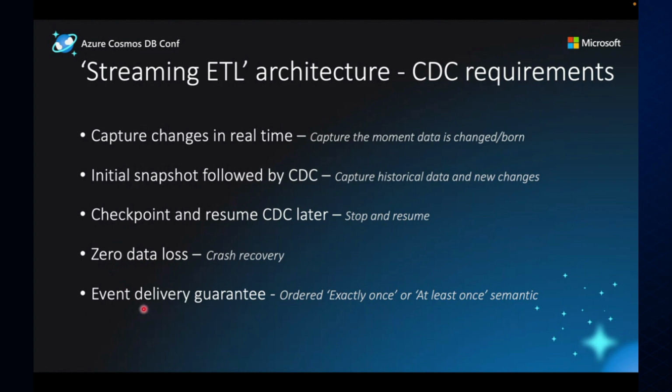And with respect to event delivery guarantee, the events that are happening on the source database should be delivered in the same order to the target. And we should try to achieve the exactly once semantic. If that is not possible, we should be able to implement at least once semantic. Basically, exactly once semantic is like delivering the event to the target exactly once. And for at least once, as the name suggests, each event would be delivered at least once to the target, which means the target can expect duplicates for several events.